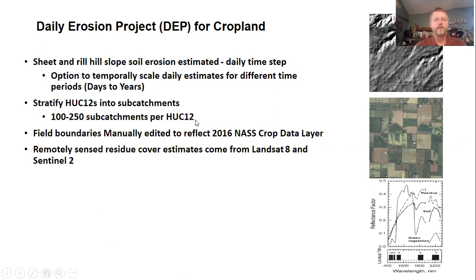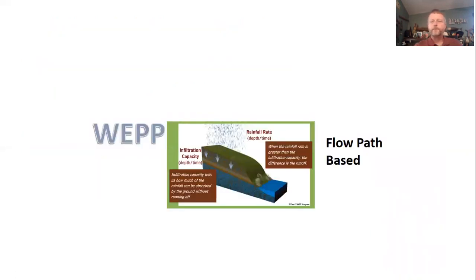And so those are the flow paths, and they like to have at least 100 flow paths. So these are only on croplands, and there are only 15 acre or larger crop fields that are included in this data. And then you can also add other things, the crop residue estimates and Landsat 8 and Sentinel-2 data.